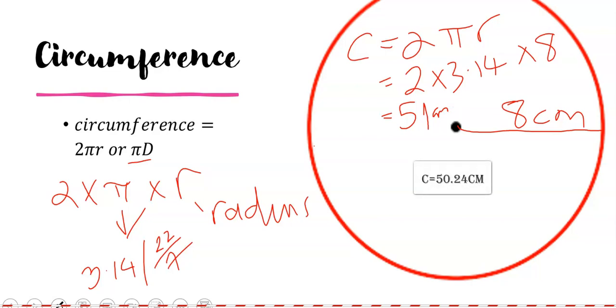So because you are given the radius, we use the formula C equals 2 pi r. If we were given the diameter, we would have easily used C equals pi times diameter.